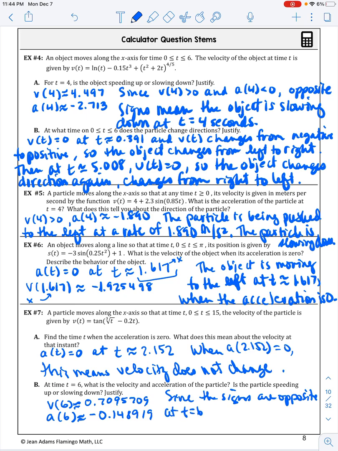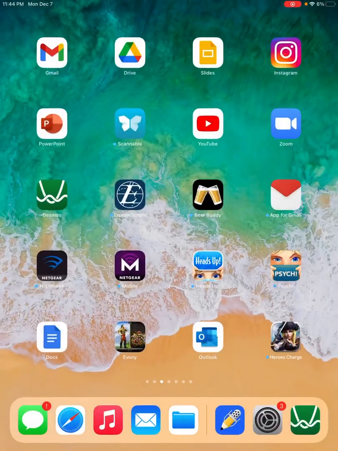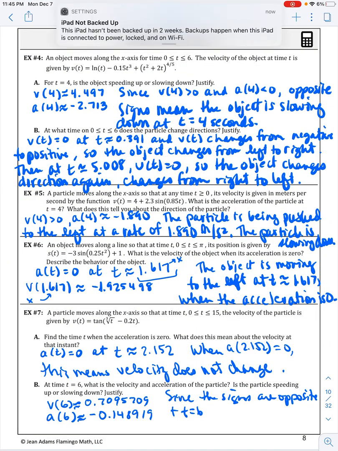at t equals 6 seconds. Actually, it doesn't say seconds, but at t equals 6. So I guess we don't have to write seconds. But they will tell you on the AP thing that you really need to write the units. So I guess they're not going to give you problems without units. Oops, oh my goodness, sorry. I'm still on. There we go. The particle is slowing down.